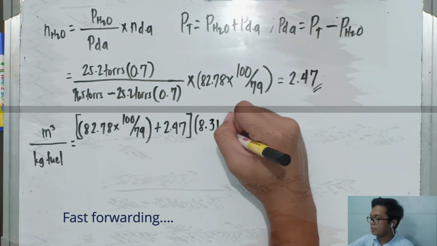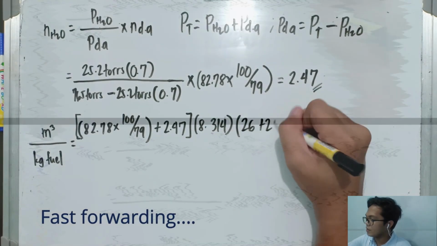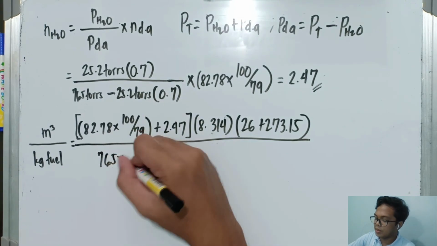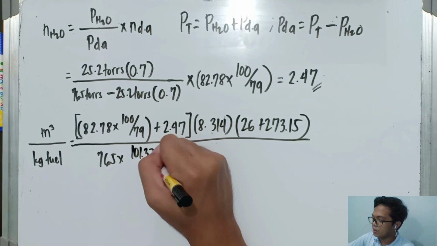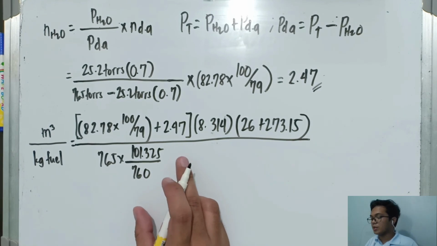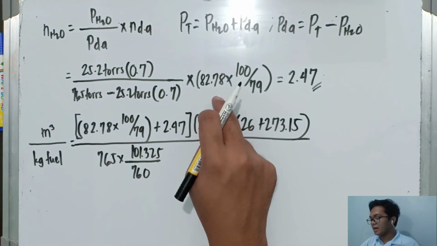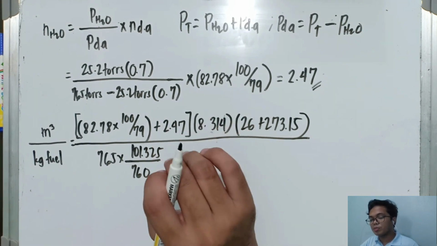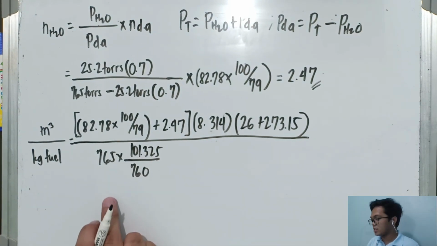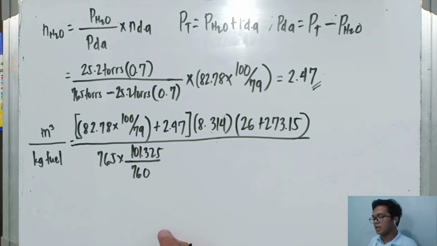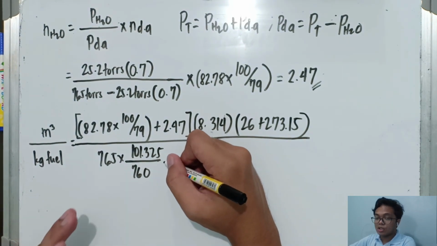So this is 8.314 multiplied by our temperature, 26 plus 17. This is over our pressure of 765 multiplied by 101.325 over 760. So this multiplication is necessary because our R, or universal gas constant, is in terms of kilopascal cubic meter per kilomole Kelvin, and since 765 is in terms of torr, we need to convert that into kilopascals just to make sure that the units cancel out. But this should be our cubic meters.